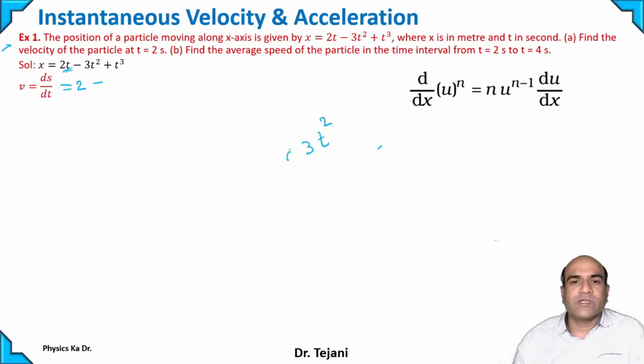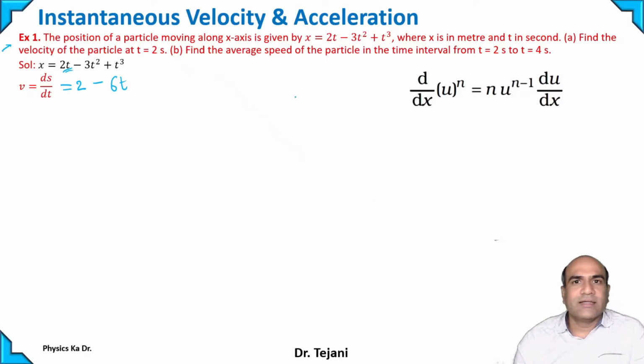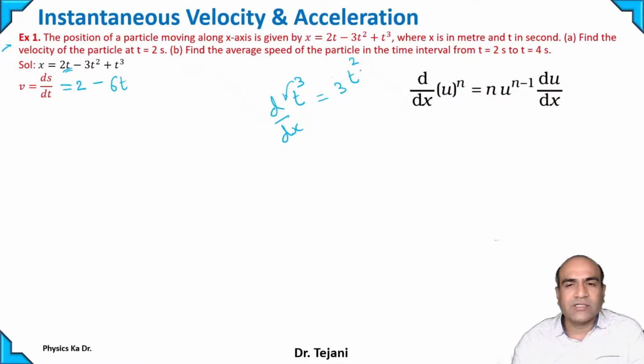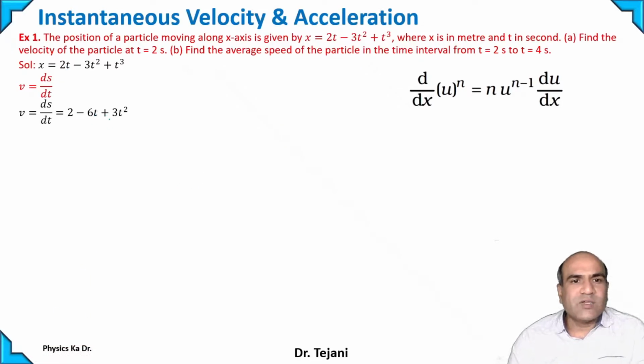What is given? 3t power 2. If you want d by dt, 3 is a constant, so you can keep it outside. For t power 2, the 2 should come in front: 2 t power 1, so it becomes 6t. And the last portion is t power 3. If you take d by dt, it becomes 3 t power 2. You just take the power in the forward direction and subtract 1 from it. So it is very simple. So here, 2 minus 6t plus 3t square.